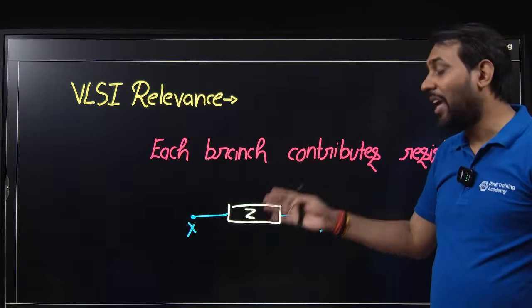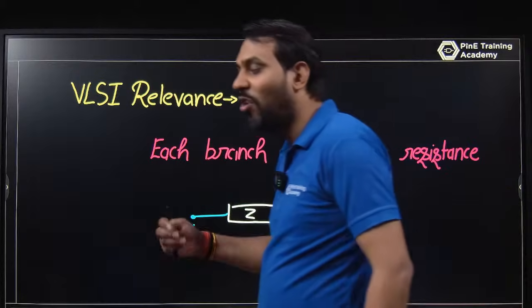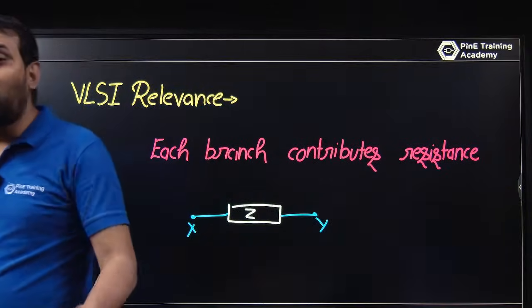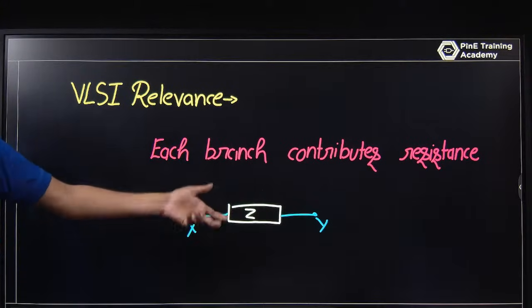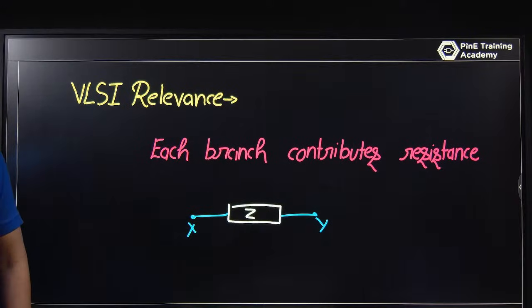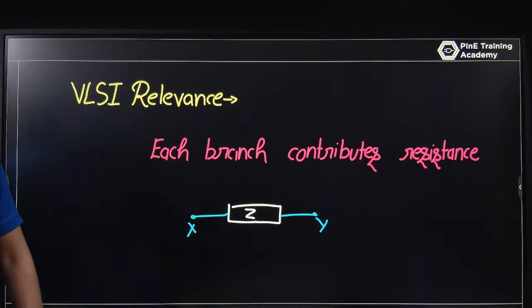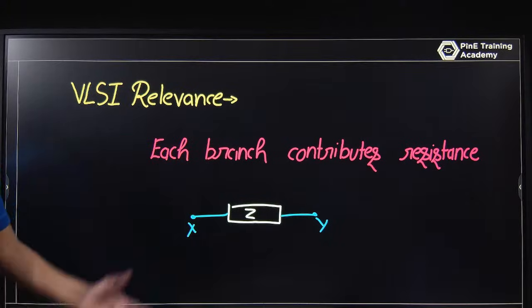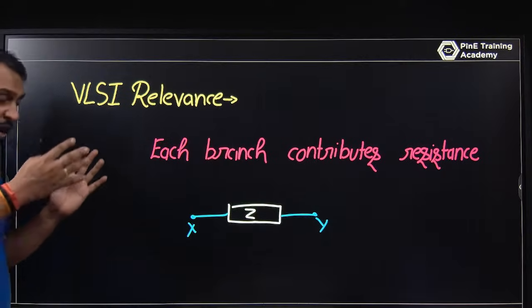And in VLSI, you have a parasitic resistance, that is unwanted resistance. You don't want it because you don't use a physical resistor, but if you are using a metal, it has a resistance, or that Z also behaves like a resistor. So in VLSI relevance, each branch contributes resistance. This is the way you can understand what is happening by the branch.